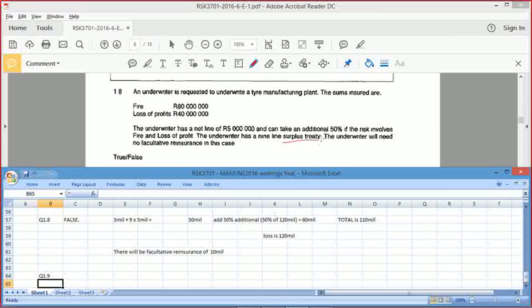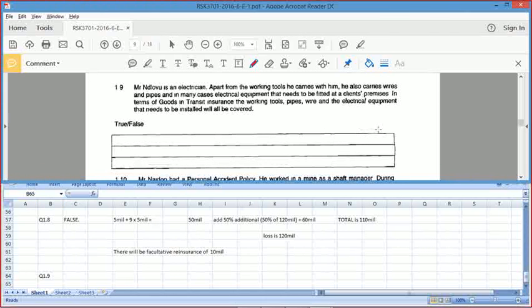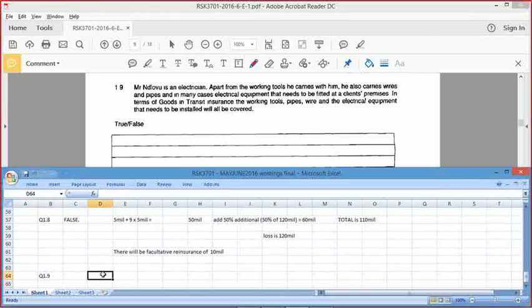Right, 1.9. Okay, Mr. Nglovu is an electrician. Apart from the working tools he carries with him, he also carries wires and pipes and, in many cases, electrical equipment that needs to be fitted at a client's premises. In terms of goods in transit insurance, the working tools, pipes, and wires are all covered. I think this is even a repeat question. So false.